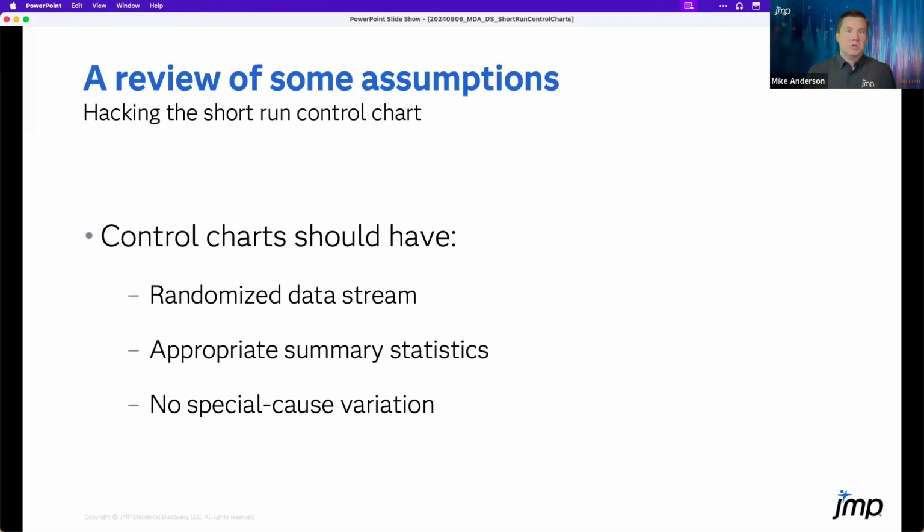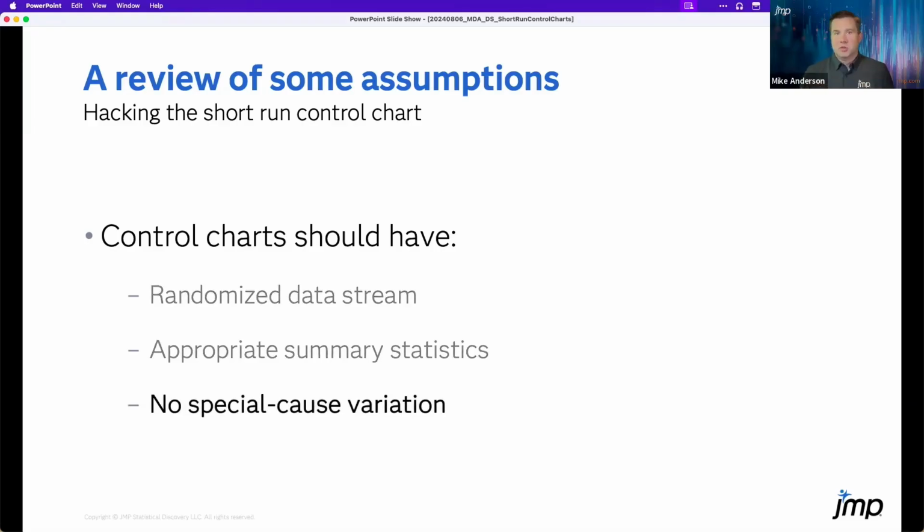We also expect to be able to use appropriate summary statistics. So there are some questions about using normality and things like that. Not going to dive too deep into that, but the first two are interlinked in the context of the third, which is really the problem that we're talking about today, this idea of no special cause variation.